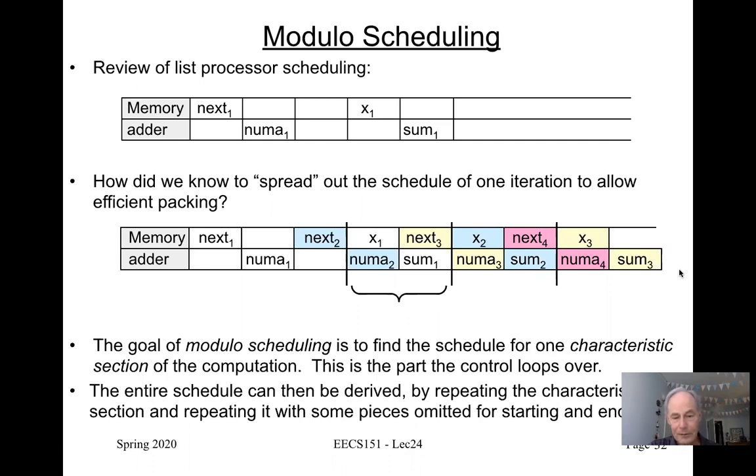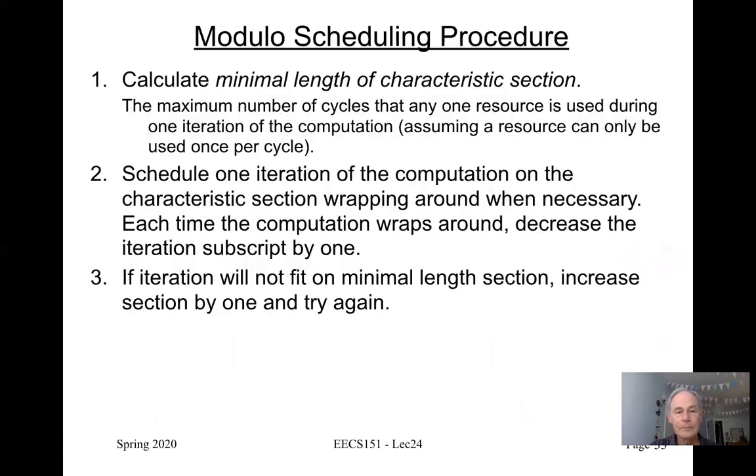So the entire schedule can be derived by repeating the characteristic section and then repeating it with some pieces omitted for the starting and the ending part. Right, so what modulo scheduling does is, for some computation on a set of resources, it gives us a way to find the optimal schedule of the characteristic section.